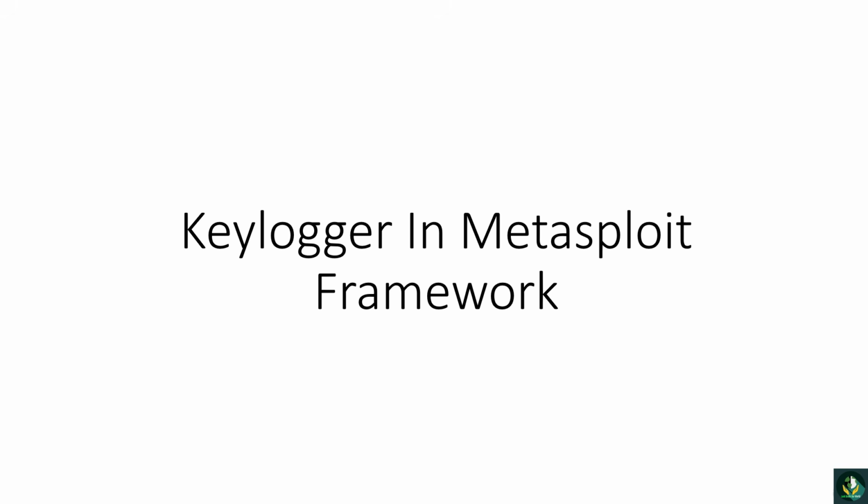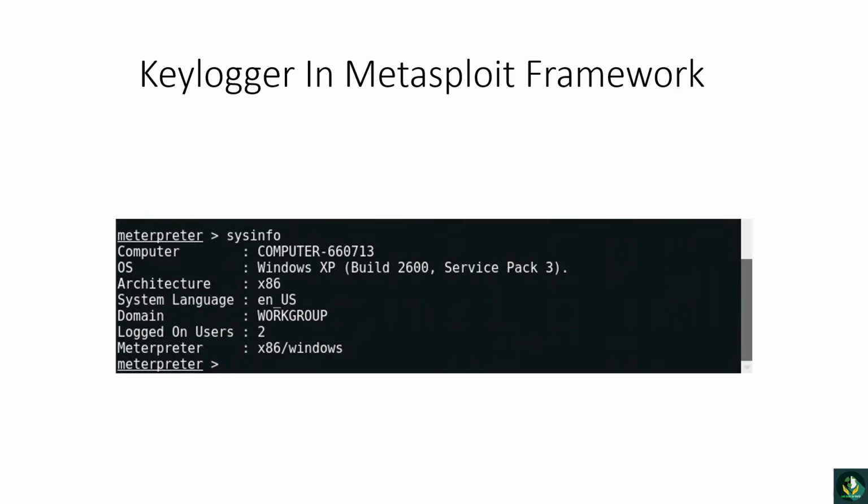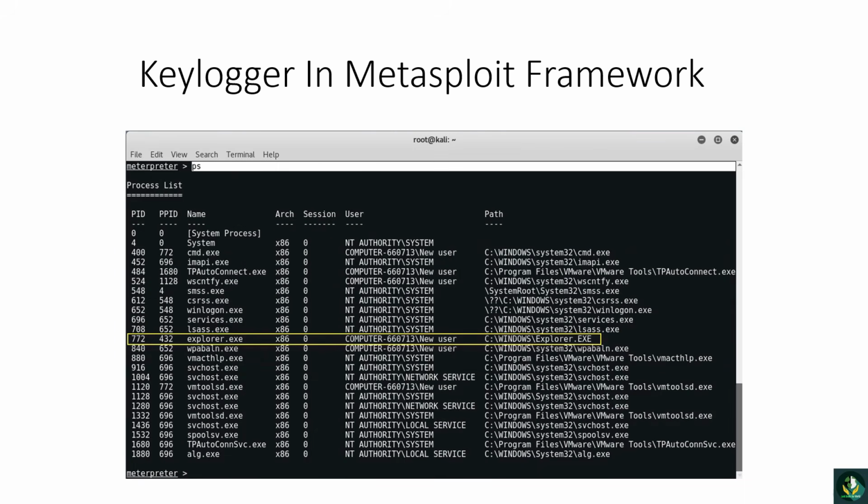Just type sysinfo in the Metasploit session to view the target OS information. After that, just type ps in your command terminal to view all the running processes on the Windows machine which you hacked with Metasploit.